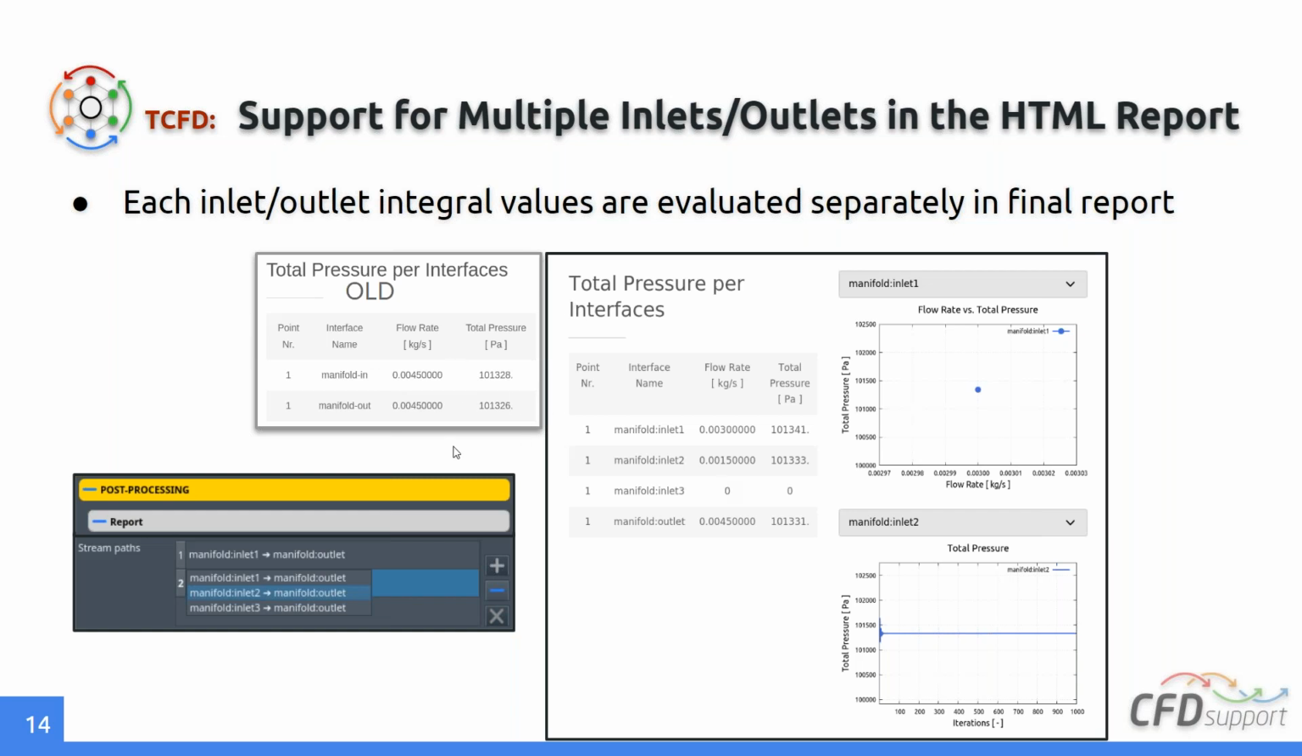Typically for this example, which was a manifold with 3 inlets with variable flow rates at the inlets, you really need to see what is happening at each inlet or at each outlet. So this is the new version. And for the stream paths, which will plot the pressures, for example, through your domain from the given inlet to the given outlet, this can now be set by the user, and then they will be seen in the report. So, multiple inlets and outlets.